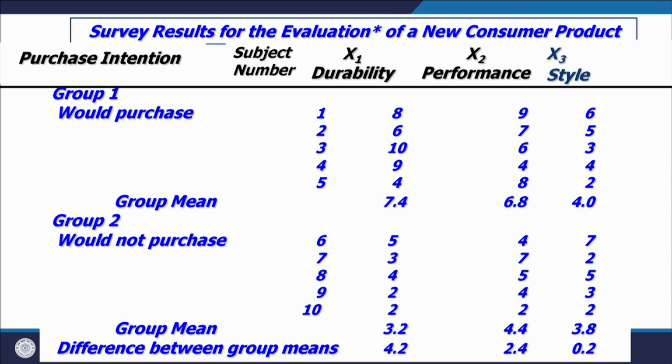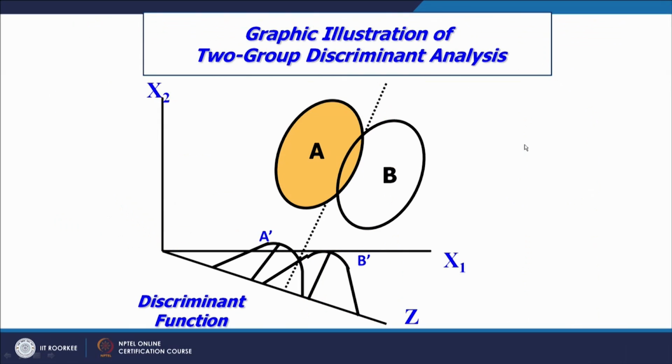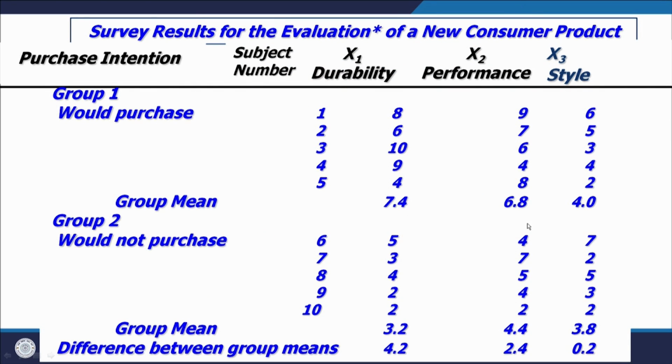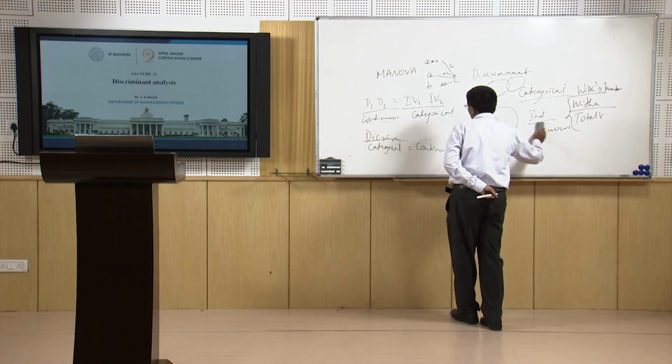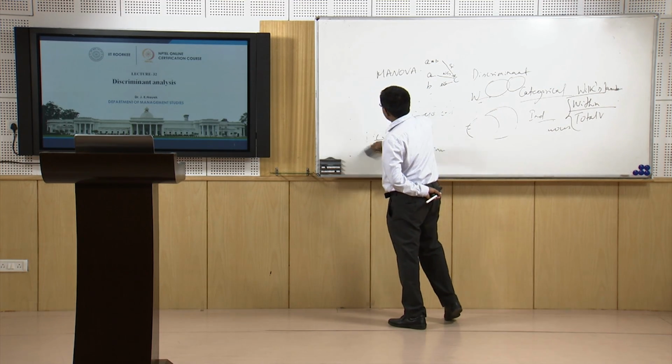Another question we have taken is on the basis of purchase intention and certain variables like durability, performance and style, right. Please understand, this is the subject number, this is durability x1, performance x2 and style x3, all measured on a scale of 0 to 10, okay. Now what we basically calculate here is the discriminant score, something called the discriminant score.